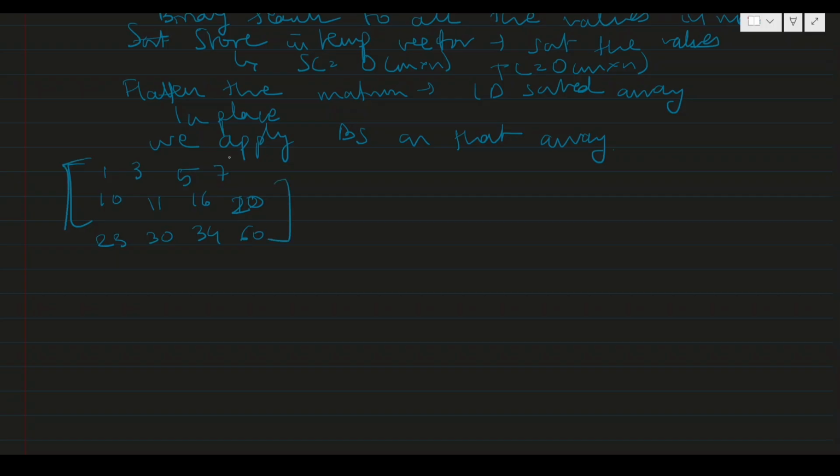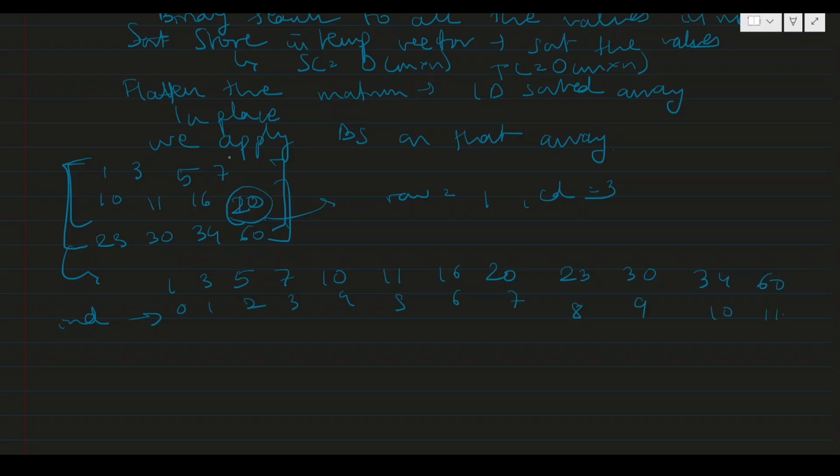Okay, so this is our matrix, and I have taken this 20 value, which corresponds to row number 1 and column number 3. Let me first represent it as a 1D sorted array: 1 3 5 7 10 11 16 20 23 30 34 60. I'm taking the indices in the 1D array as well, so I have the index of 20 as 7.